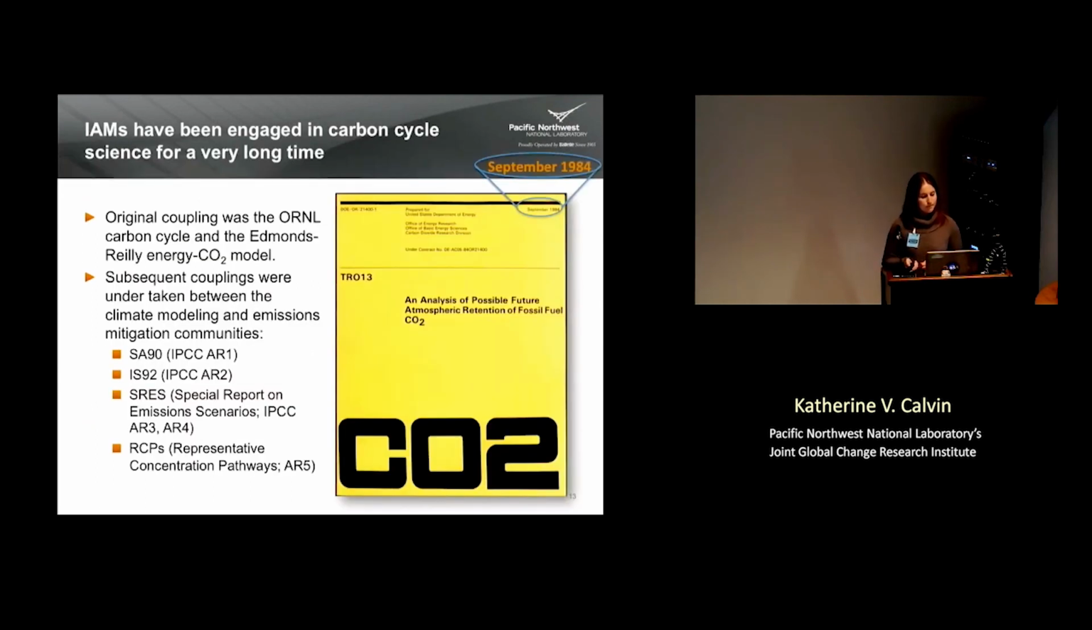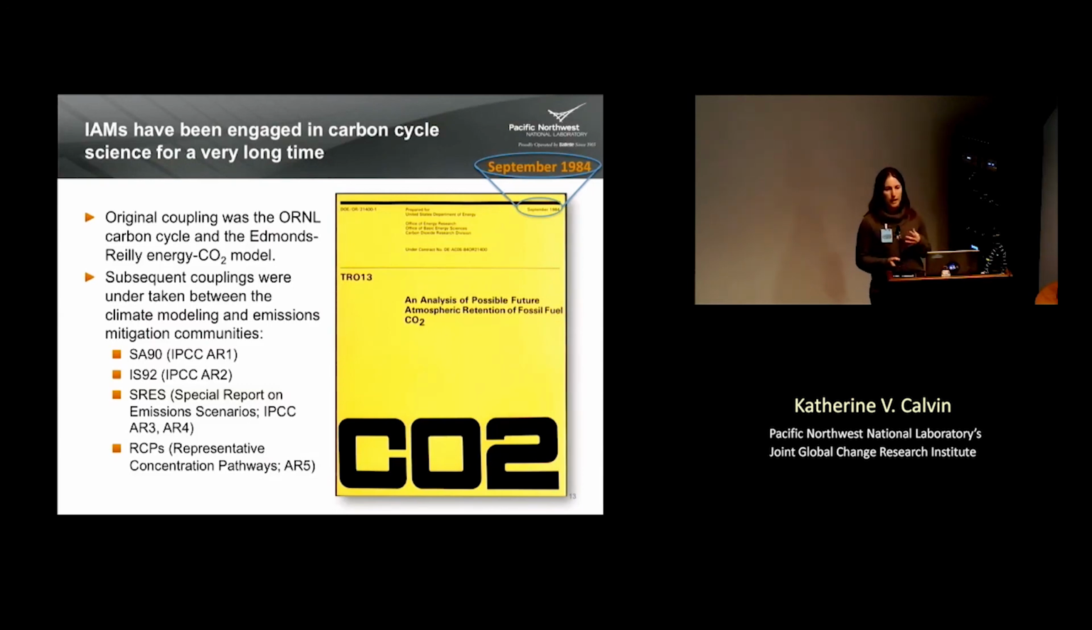And we use those sorts of data. Okay, so what do you do with a model like this? The first thing is we've been doing stuff with the carbon cycle for a long time. So there was a coupling, between what was called the Edmonds-Reilly model, now called GECOM, back in 1984 with the Oak Ridge National Labs carbon cycle model. And then subsequently we've done a lot of these sorts of couplings between the integrated assessment model and the climate model, largely through the IPCC effort. So we were involved in all of the different scenario processes there.